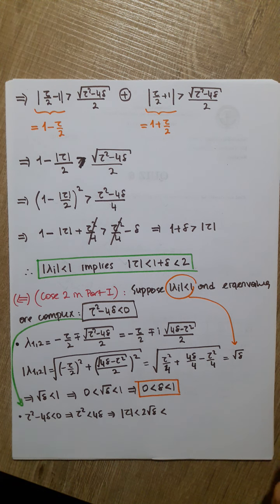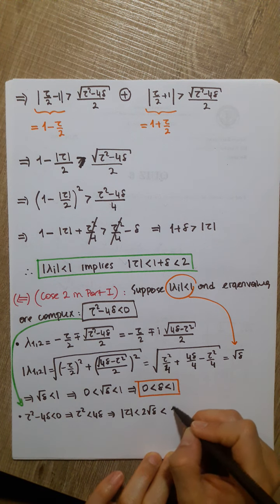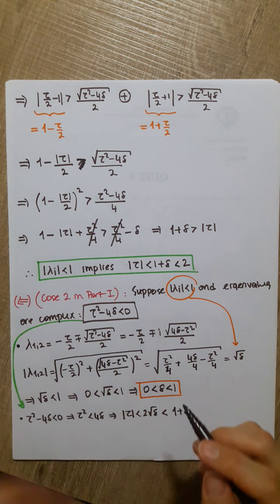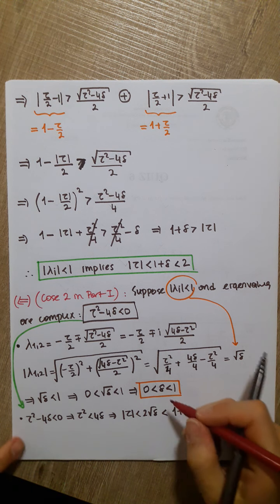But we need 1 plus delta here. So how can I write this? This is 1 plus delta. I can obtain this inequality with that.